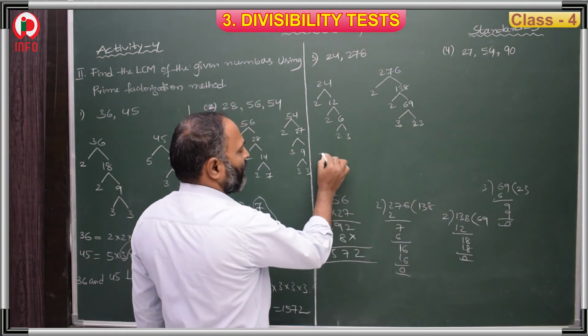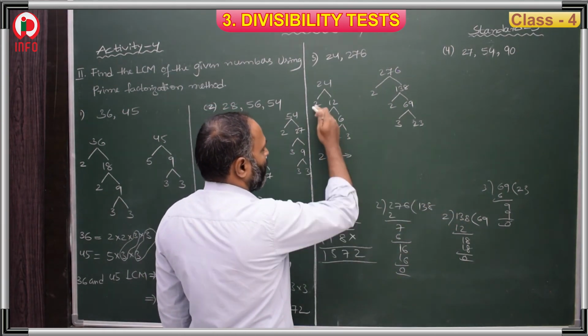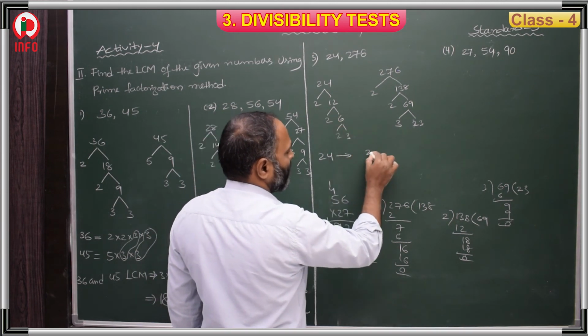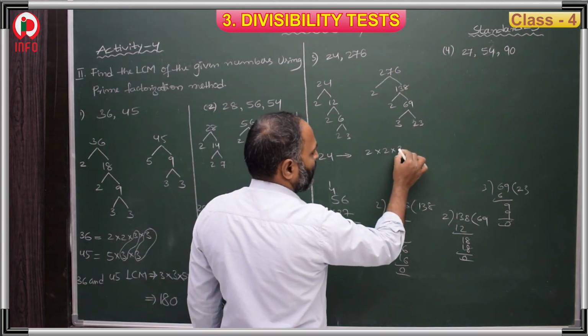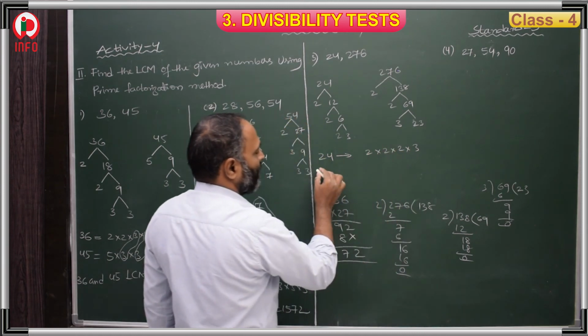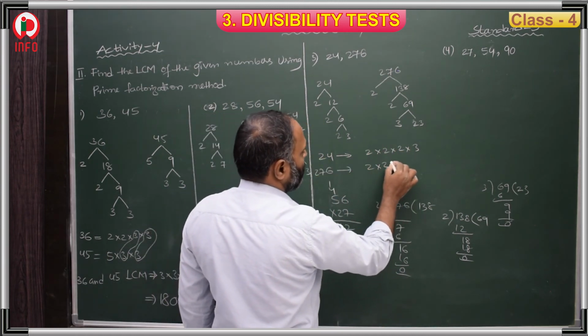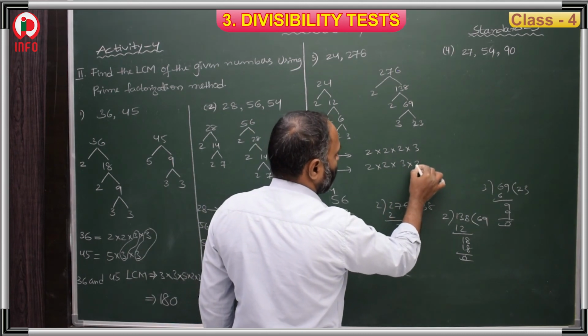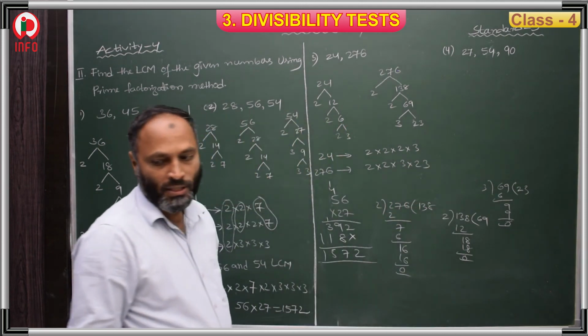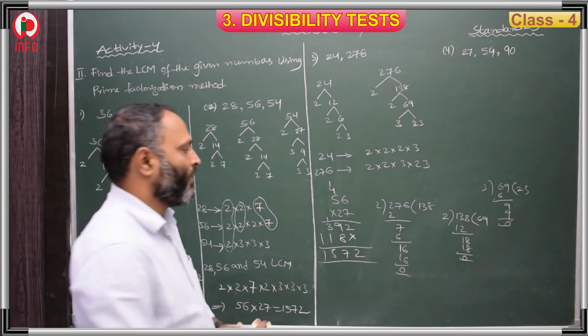Then 24's prime factors: 2 into 2 into 2 into 3. And 276: 2 into 2 into 3 into 23. So these are our prime factors.